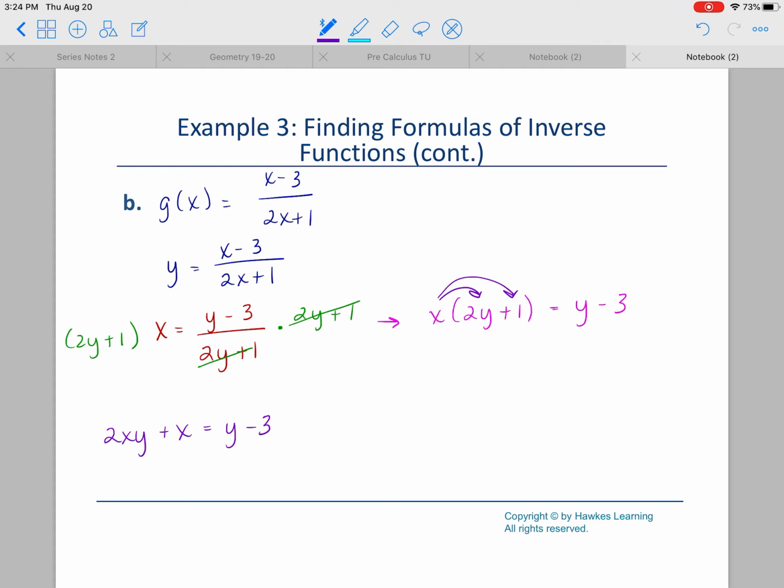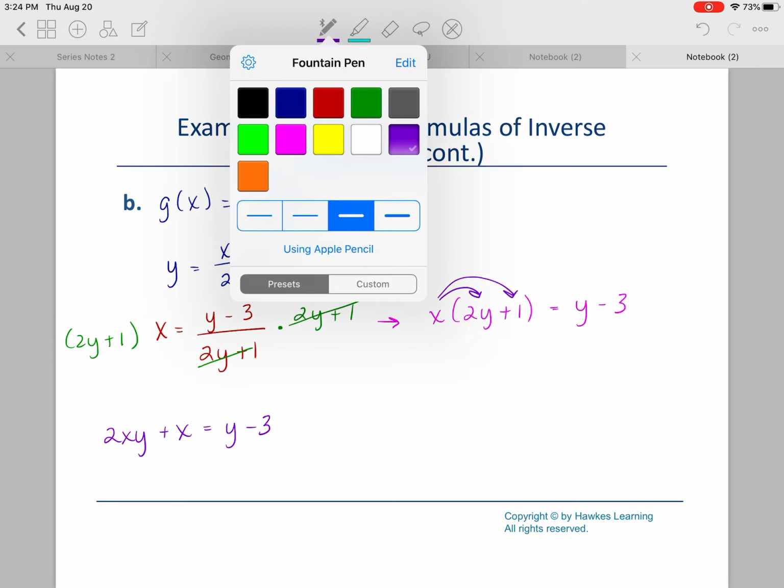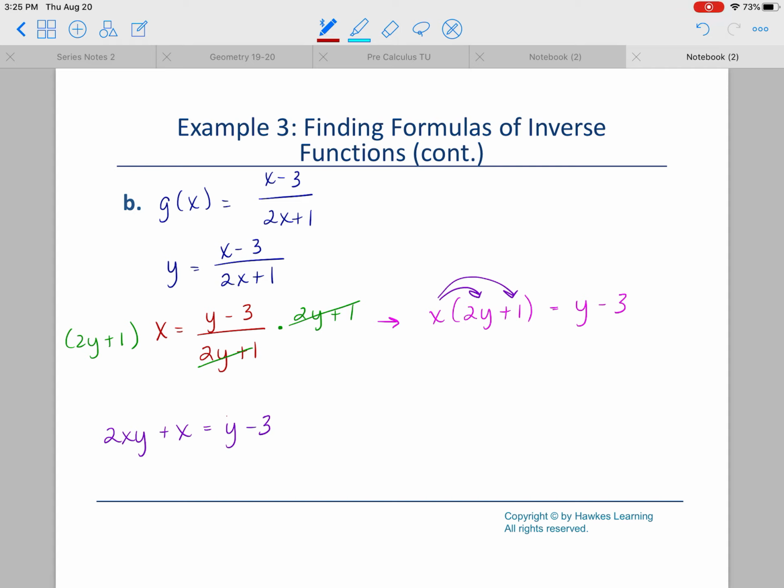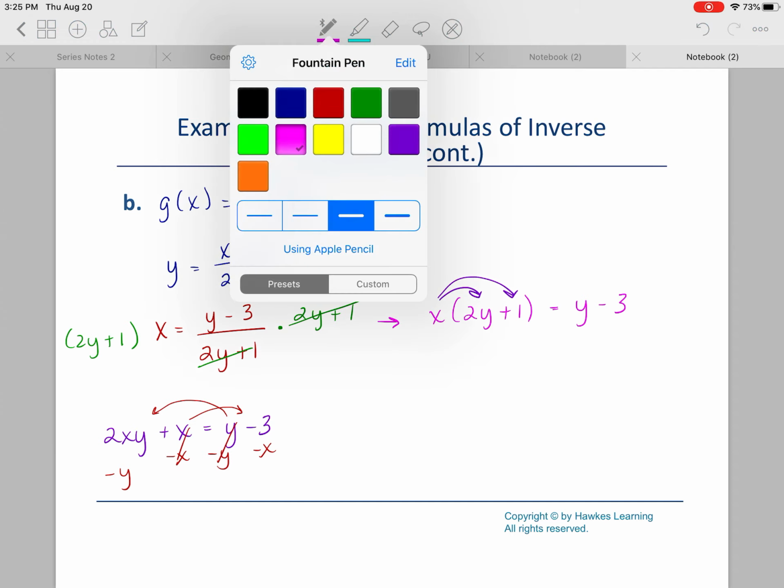Okay, we now have to solve the equation for y. So I want to get everything that's alike on one side. So I want to get my y's together. So I'm going to do something different. I'm going to take this y over here and move it over to this side. And then I'll move the x over to this side so I get like terms together. So I'm going to subtract the x over, and then subtract the y over. And I'm going to do all that in this one step. So bear with me.